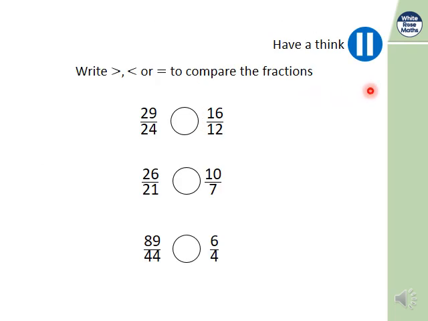Pause the video now and have a go at these questions, writing the right symbol to compare them. And remember, thinking about your times tables will be very important here. What do you know about your times tables? You might need to change one to the other. Look at the numerators and the denominators. Pause the video and have a go.